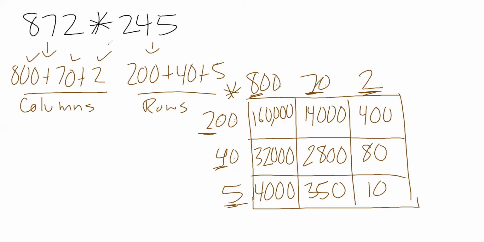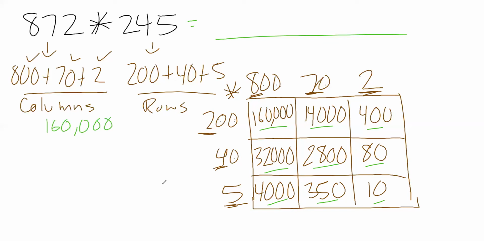I guess maybe we should change some color. It's looking kind of boring in here. So we're going to add all 9 of these numbers together, and that's going to get us our answer. So let's see, based on space, let's see what I can do here. I'm going to take 160,000. Done. This is 14,000.